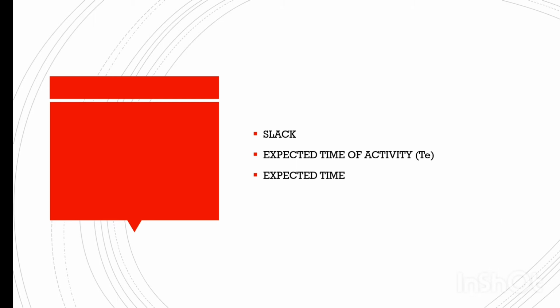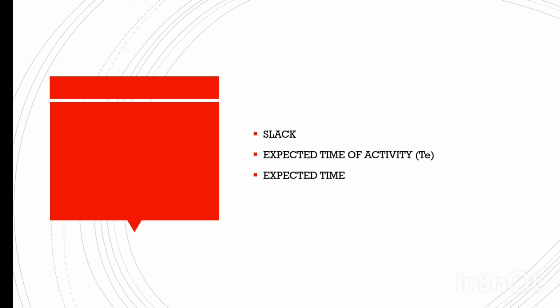Expected time of activity means a predicted time required to complete a given task. So we are predicting that this is the approximate time. That is known as expected time of activity, based on the assumption that everything will go per plan. During the planning stage, we are planning that project and we are assuming that it will complete on time. So that time is the expected time of activity.